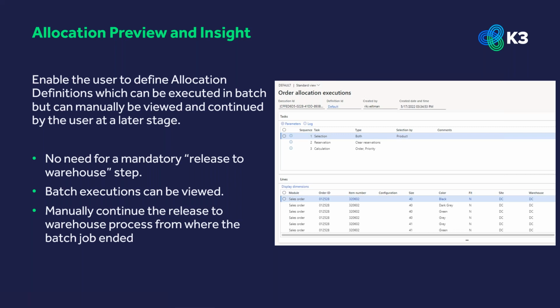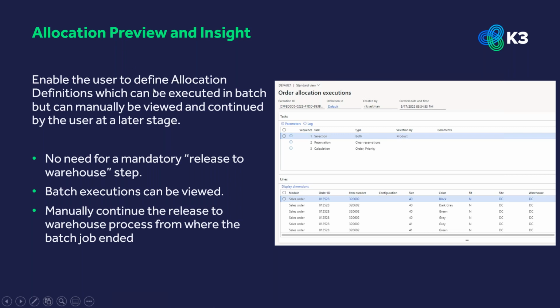Then we got responses from customers. Okay, but what if we now can do the calculation and the reservation and filtering in batch, and then stop at a certain moment. And we can open it or fetch the result in the release to warehouse and then manually interfere a bit, change something, and then release it to the warehouse. Is that an option? So that's what we did.